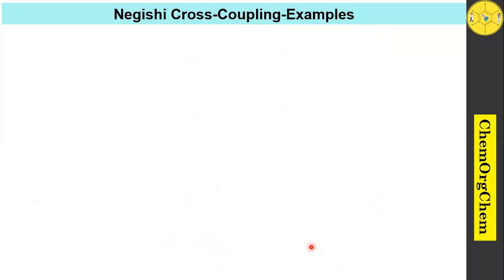So next, moving on, some more examples. This Negishi cross-coupling reaction is highly useful for the synthesis of intermediates of natural products as well as pharmaceutically active ingredients.